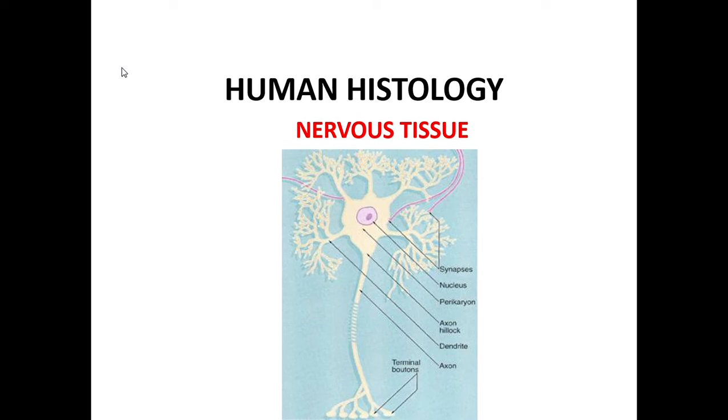Fourth major tissue of the body, we have the nervous tissue. Okay, to review, we have the first one, epithelial tissue. Second one, we have the connective tissue. And the third one is the muscular tissue. And the fourth is the nervous tissue.